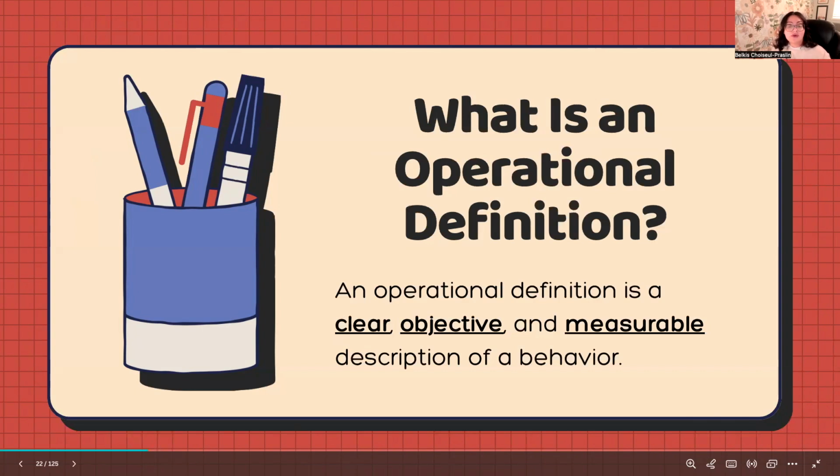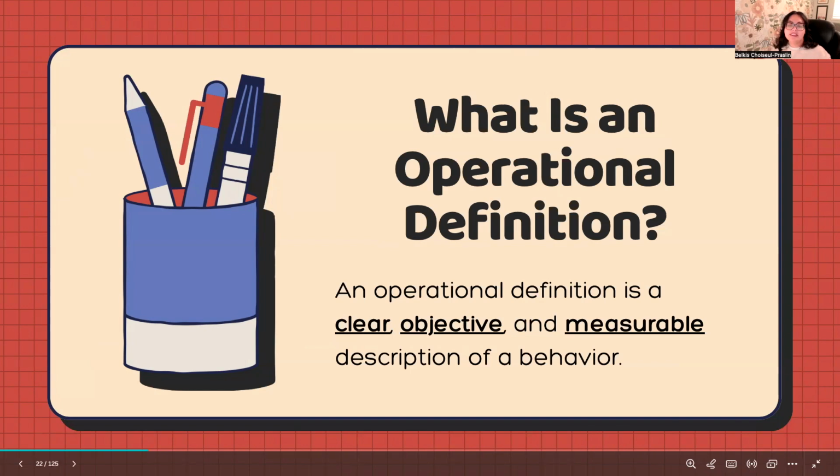So, for example, instead of saying that student is being disruptive, which is vague and subjective, you could better define that behavior and say that student left their seat and walked around the classroom without permission during independent work time. That's still a little bit vague. We can definitely get a lot more in there as we'll see, but it's a much better description.